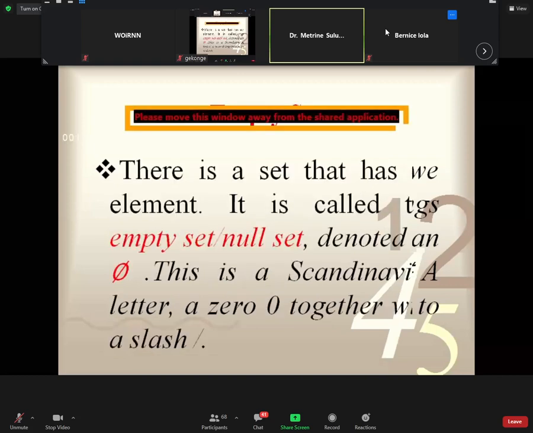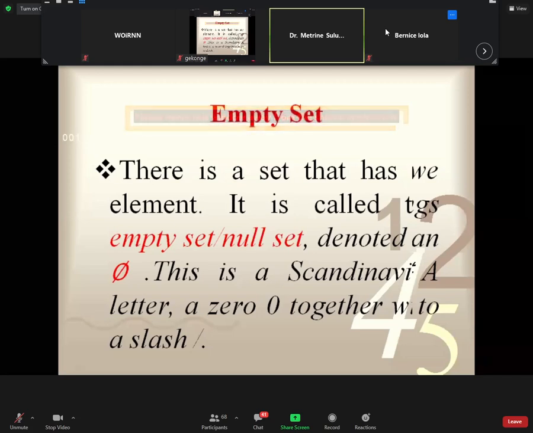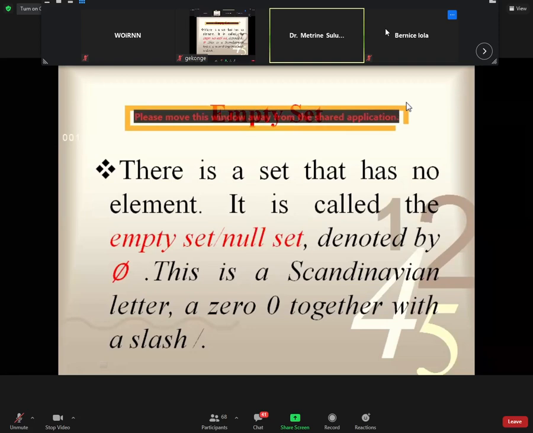Empty set. We also have what we call the empty set. Another name for the empty set is the null set. What is the notation for an empty set? We either use the Scandinavian letter, which looks like a zero with a slash in between, or we simply open the brackets with nothing in between and close the brackets. Anytime we have brackets with nothing in between, we are referring to an empty set.